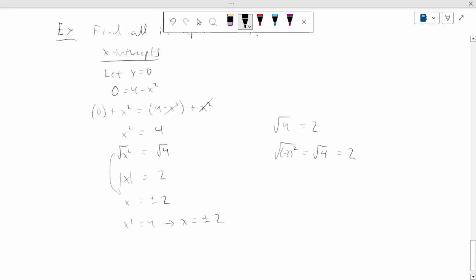All right, I guess I got to click on this one with the mouse. Let's get rid of my arrow there. Now that we have that, that's my x-intercepts. So x equals plus or minus 2. That's the same thing as saying that x equals 2 is one intercept and x equals negative 2 is another intercept. Just in case you've never seen a plus or minus symbol before as well.